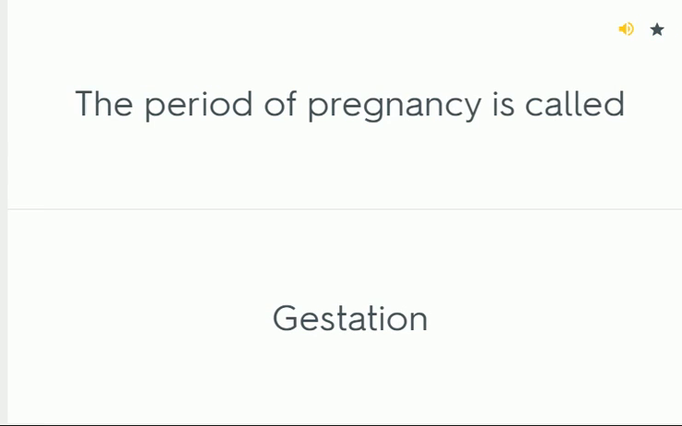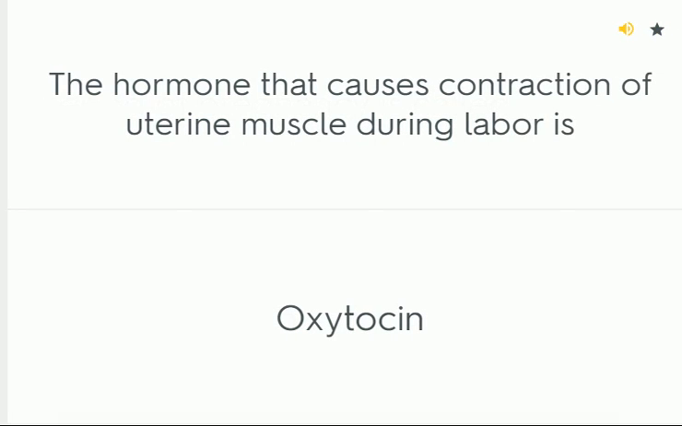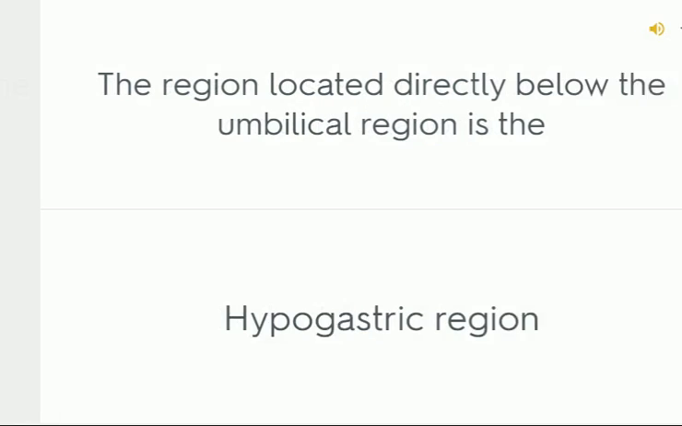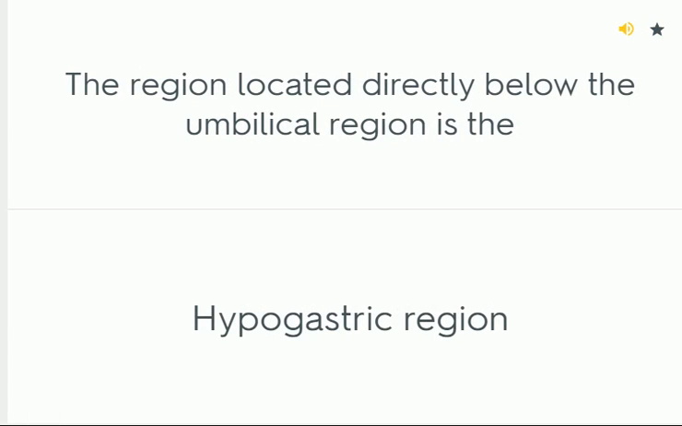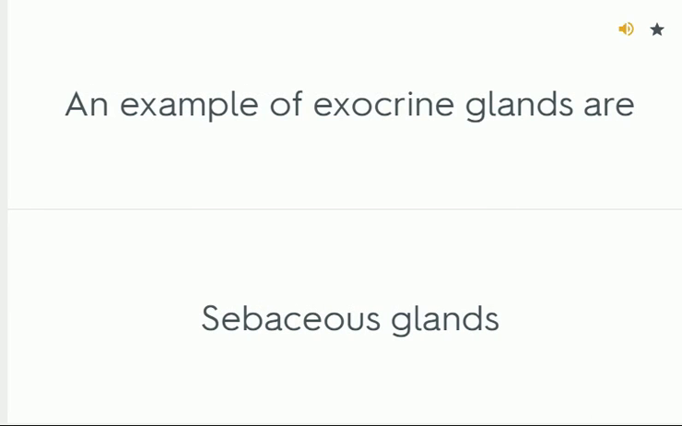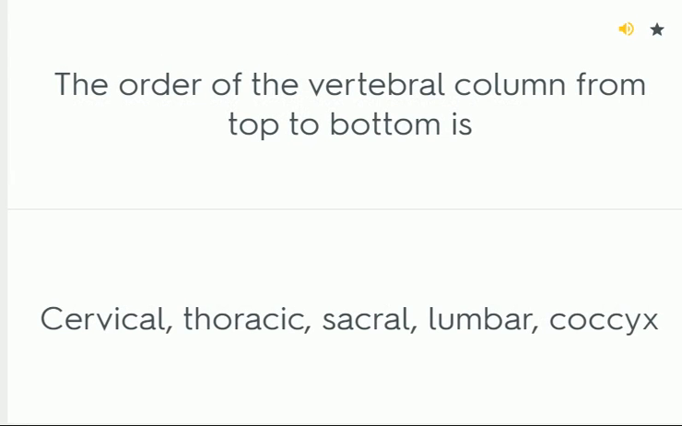The period of pregnancy is called gestation. The hormone that causes contraction of uterine muscle during labor is oxytocin. The region located directly below the umbilical region is the hypogastric region. An example of exocrine glands are sebaceous glands. The order of the vertebral column from top to bottom is cervical, thoracic, lumbar, sacral, coccyx.